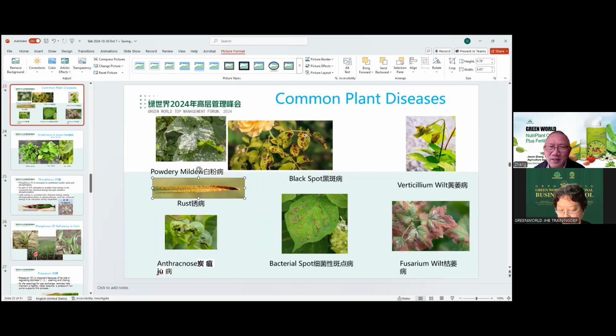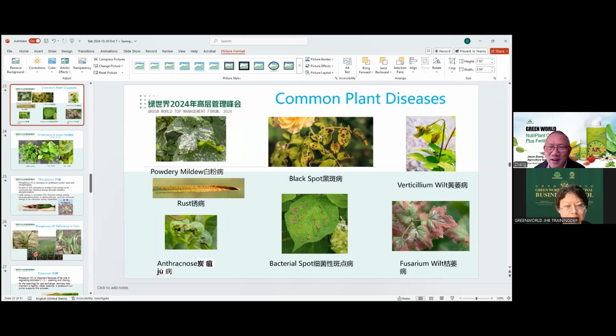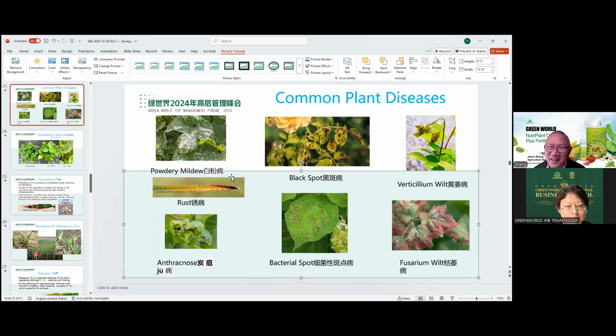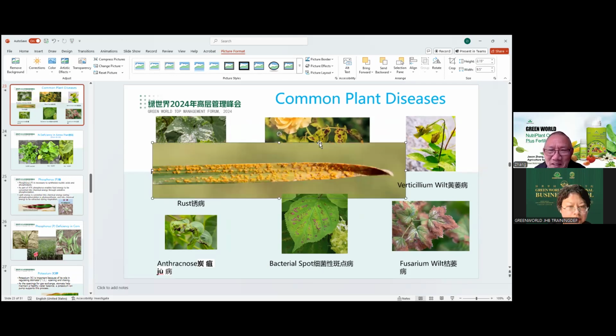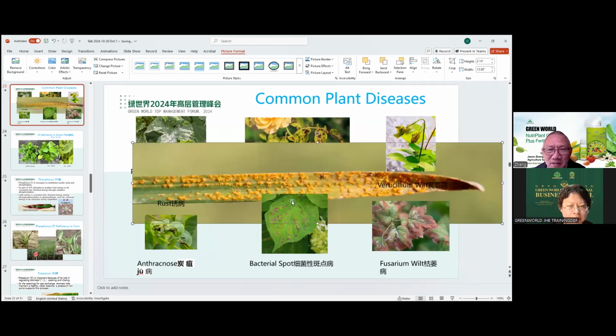So this, you can tell it's my slides. It's not a copied slide. Everything, okay, I made it myself. See, you actually see a lot of granular stuff on this one. So this is the disease.